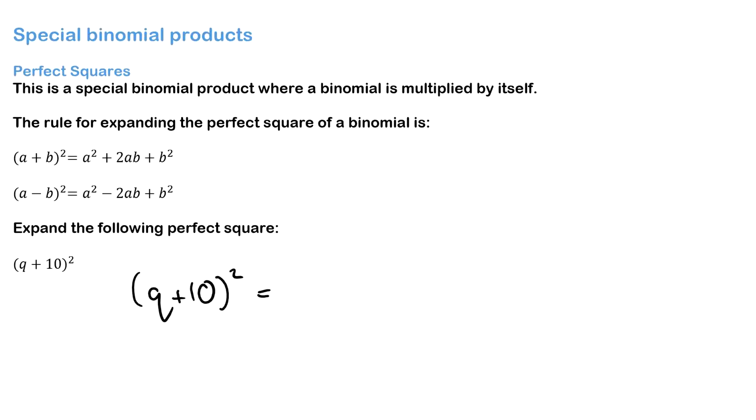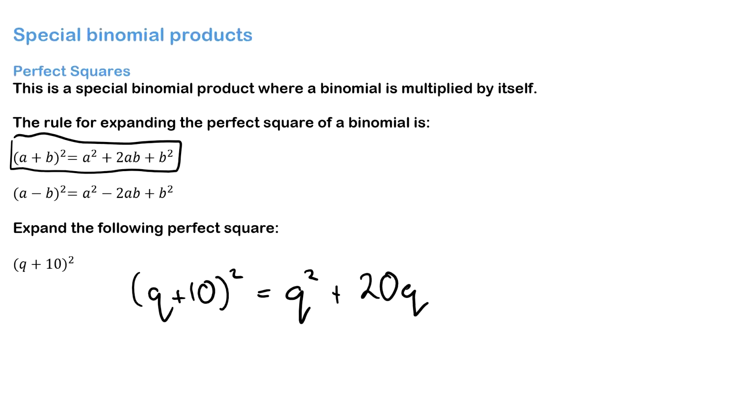So we know if we look up at our rule, we're using this rule here. So we need to square our first term, so we're going to have q squared. Then we're going to have 2 times our two terms multiplied together. So if I go q times 10, that's 10q, and I need to double it. So 20q, and then we're going to square our last term, so 10 squared is 100. And that's it, we're finished.